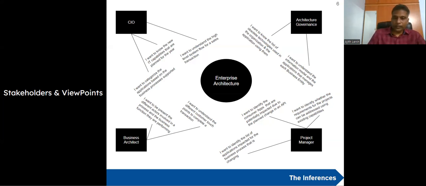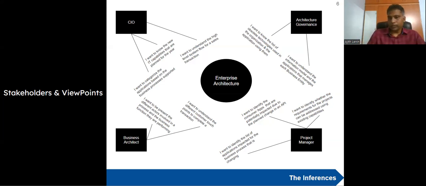And if I am a business architect, similarly, I am looking at what the different functions involved in a particular process are. I want to understand the different customer touch points across the transactions, so more of a journey perspective. So all these are different viewpoints that would come from each of the stakeholders.